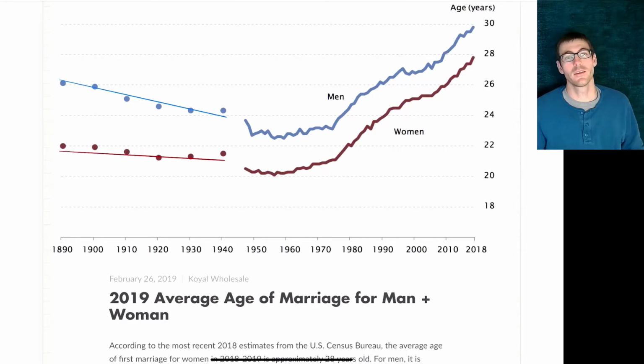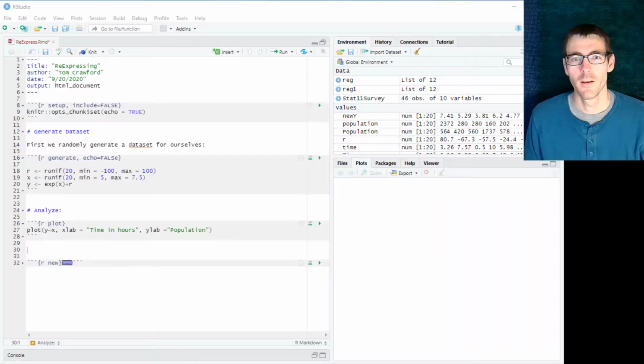Just because an association isn't a linear relationship doesn't mean that we might not be interested in it. So we want to talk about the things that we can do to rearrange or re-express our data so that we can take advantage of these linear models. Okay, let's take a look at an example of this using R.